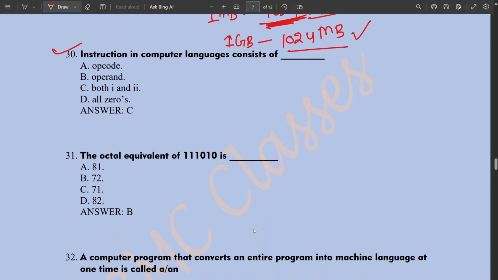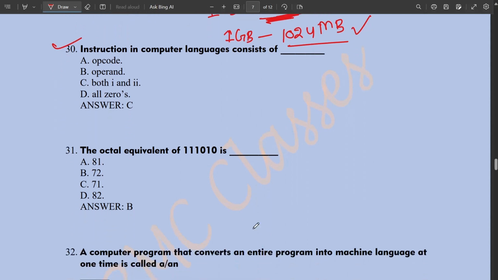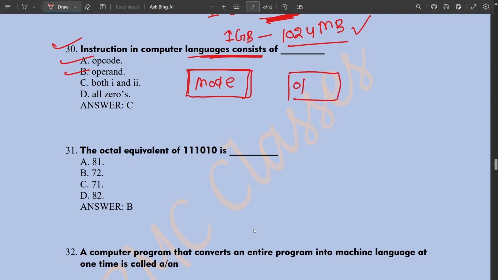Instruction in computer language consists of what? Consists of opcode and operand. We showed you in a previous video. Go and watch part one of this video where I have discussed this. Like in an instruction, first is opcode, second is what? Operand, and third is what? As like this. So this makes an instruction.